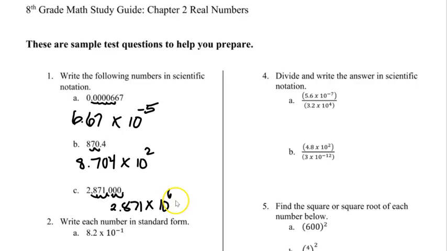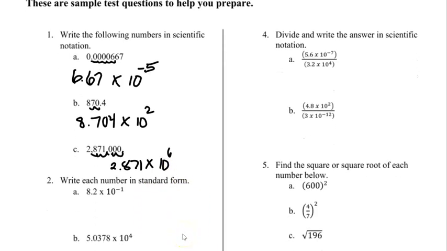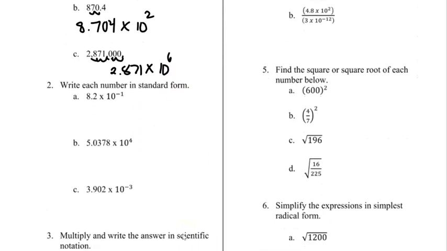Next, we're going to write each number in standard form. And standard form is what we had just an example in question 1. So here, if I have times 10 to the negative first, means I got to move it 1 place to the left. So if I move the decimal place 1 place to the left, I'm going to have 0.82. And just a reminder, if I have a negative exponent, my number in standard form is going to be less than 1. And my decimal 0.82 is less than 1.